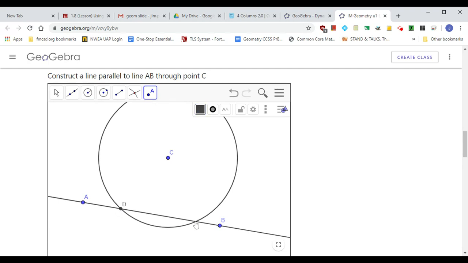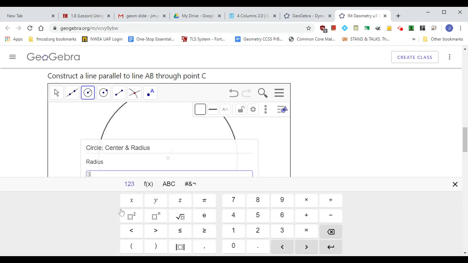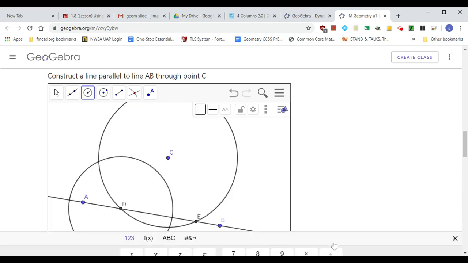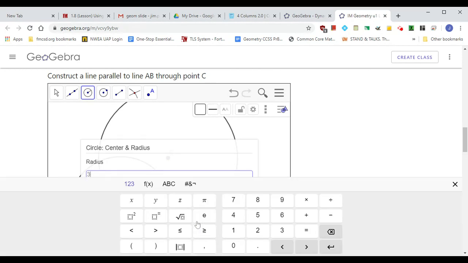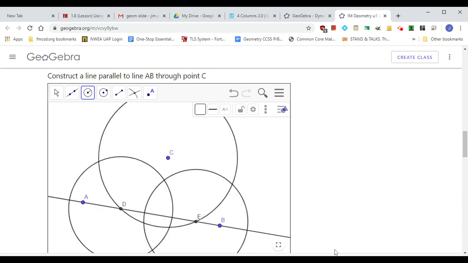I could use the point tool or the intersect tool. Either way should work. Now I'm going to draw a couple of circles from there. That was a 4, so let's do a radius of maybe 3. Go from D with 3. And I could go through a point too, and then I'm going to go E. That's the other intersection with a radius of the same, 3. There they are, they intersect.